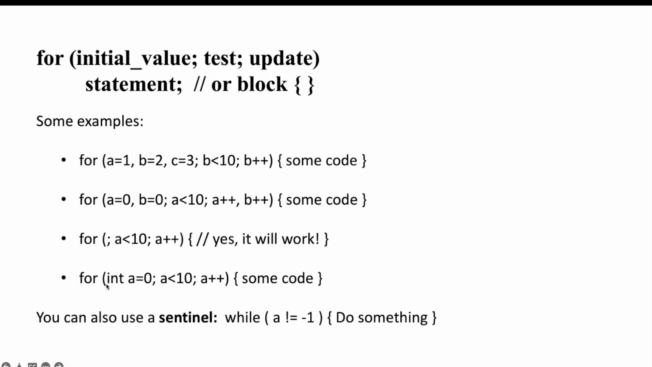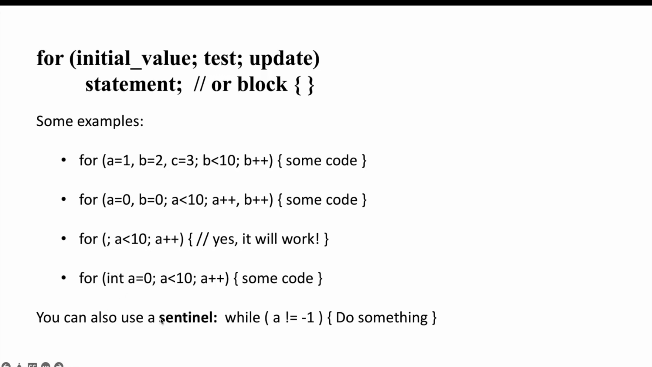Or I can do for int a equals 0 and then continue on. The reason for this is because I can declare a variable here. Remember, this will be a local a. So if I have my brackets, a is only a here. If I had another a outside of it, it will be a different a value.